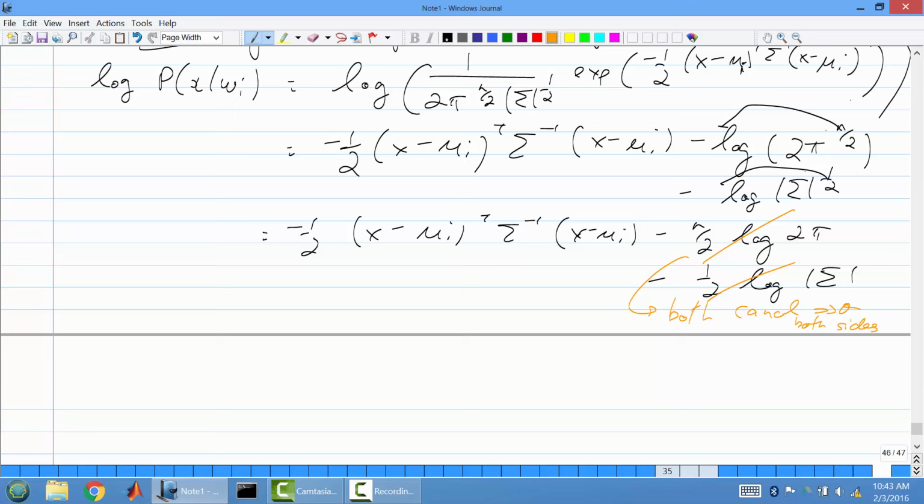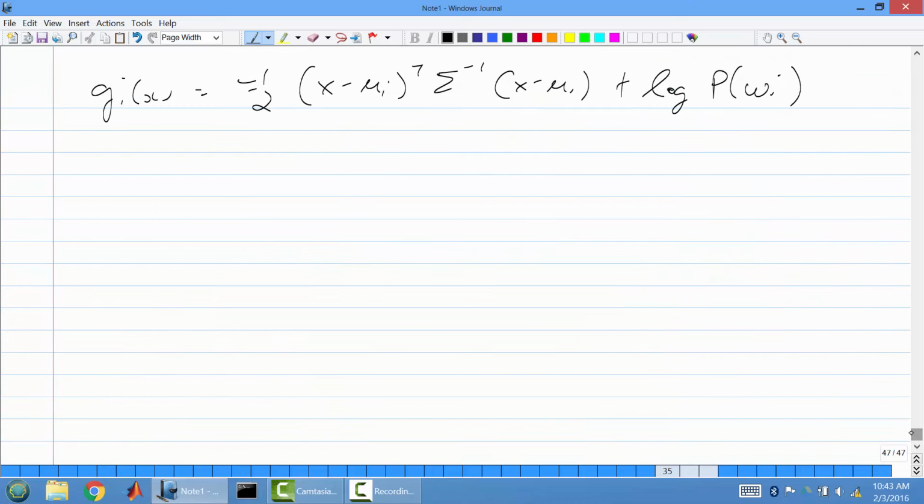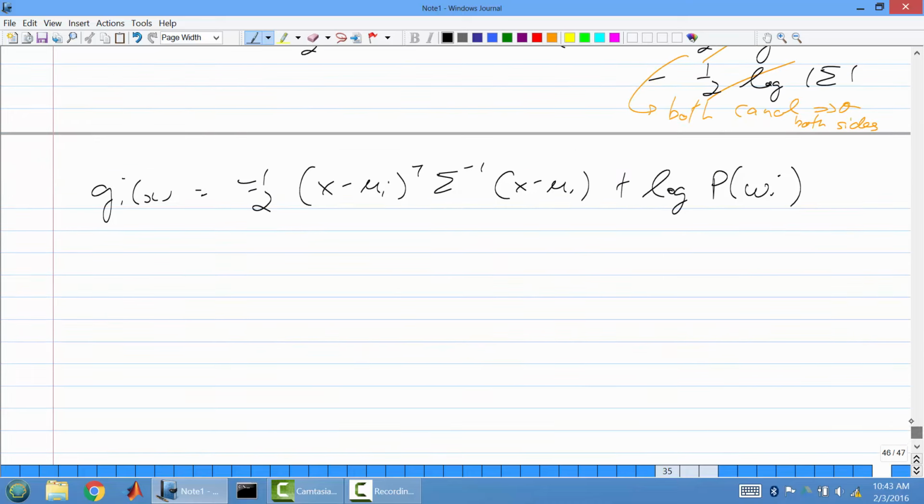Okay, so therefore your discriminant function is going to look like this now. So it becomes minus half this guy, and then you have to add this with your prior. Okay, so this would be the new discriminant function here. Okay, that's great. Okay, good.